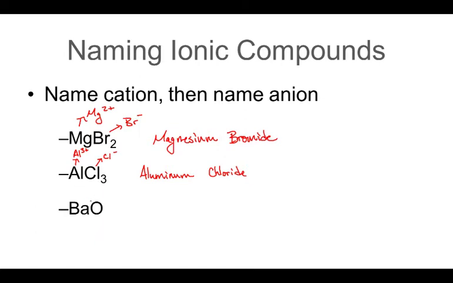Alright, and then last one, the cation is barium, right? Ba2+. Notice how the cation is almost always first. This is the standard way to write it. You write the cation first. And this is the anion oxide. And so this is simply barium oxide.